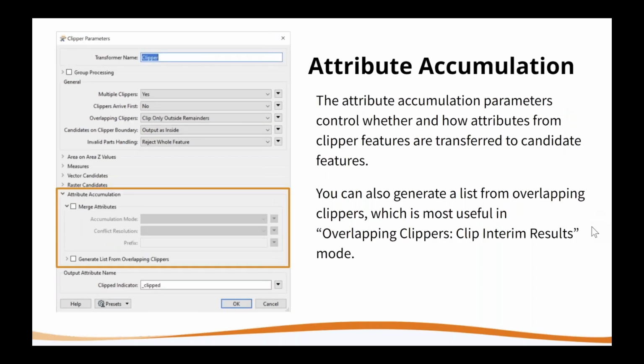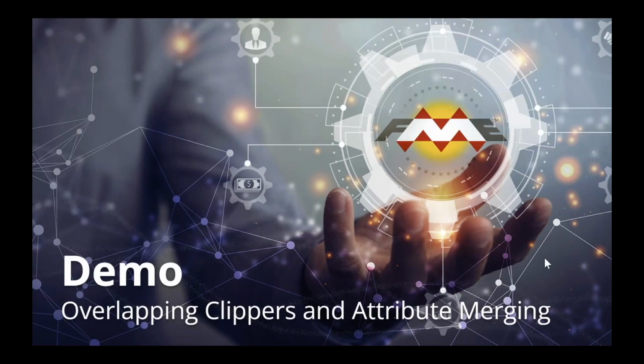Next up on our driving tour is a parameter group called attribute accumulation. And you've seen this before. The attribute accumulation parameters control whether and how attributes from Clipper features are transferred to candidate features. You can also generate a list from overlapping clippers, which is most useful in overlapping clippers clip interim results mode, which is new for FME 2022. And I have a demo case for this, and I'm going to set the scene.